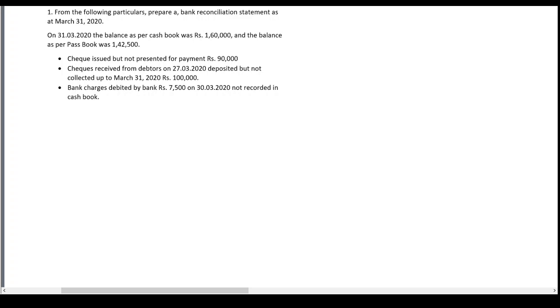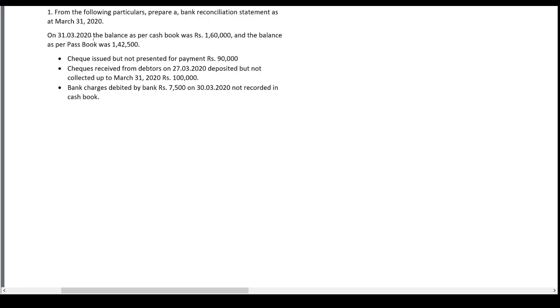We were discussing how to prepare a bank reconciliation statement. We now have a question before us, and we have to prepare a bank reconciliation statement for it. From the following particulars, prepare a bank reconciliation statement as at 31st March 20.